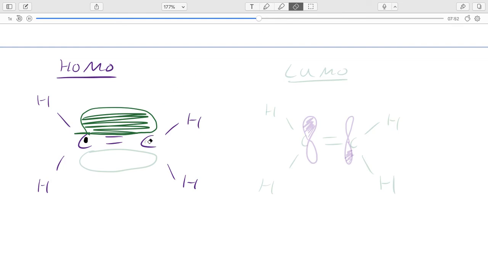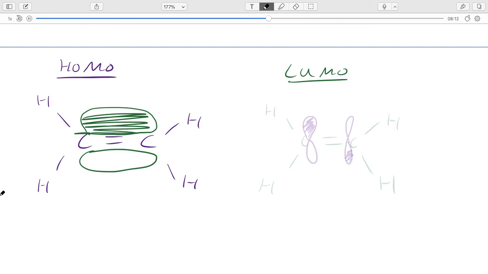So that's how you draw the HOMO. Maybe a little bit neater, because that's not super great. But then drawing the LUMO. The two things are the carbon residues, yeah, the two little dots that are flanking.